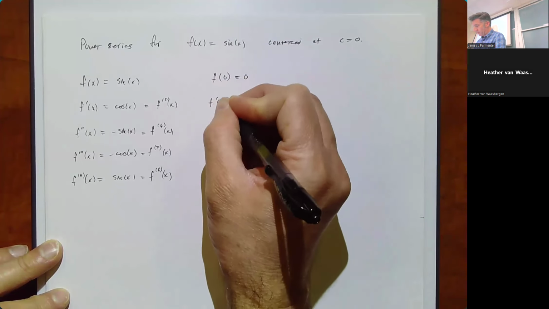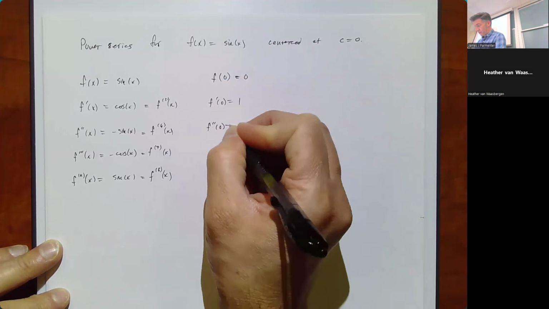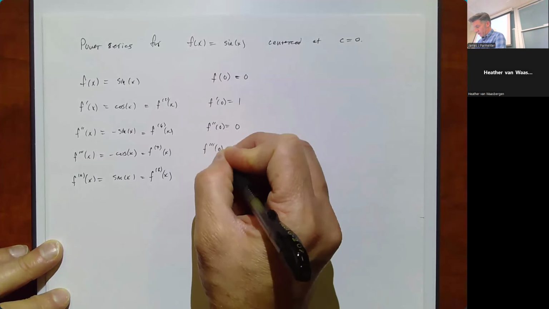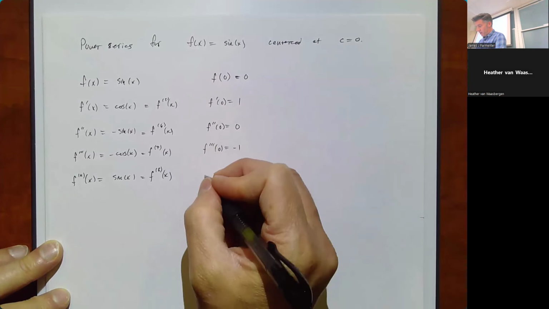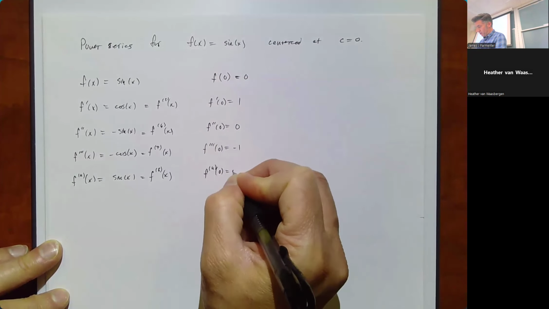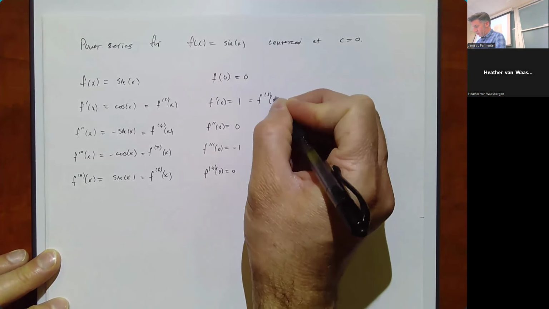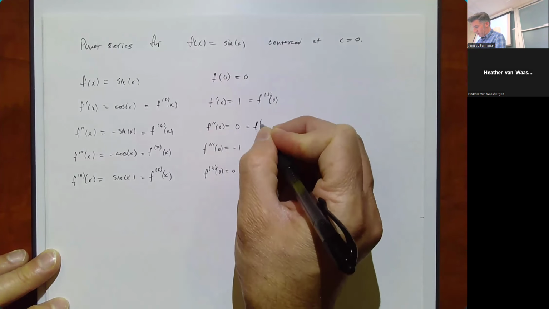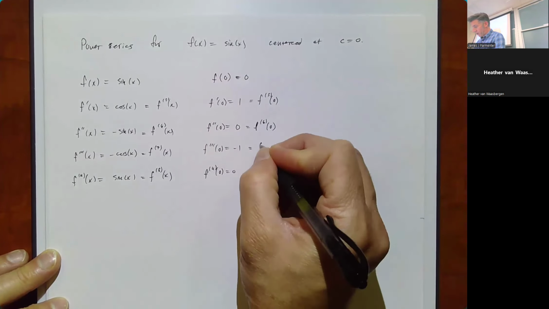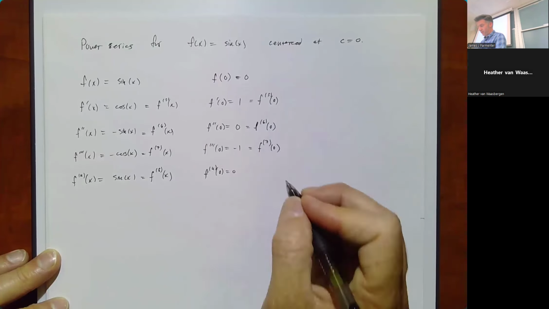F prime of 0 is equal to cosine of 0, which is 1. F double prime of 0 is equal to negative sine of 0, which is also 0. F triple prime of 0 is equal to negative cosine of 0, which is negative 1. And then the pattern just starts repeating. The fourth derivative at 0 is 0. The fifth derivative is 1. The sixth derivative is 0. So it looks like every even derivative is going to be 0, and every odd derivative is going to oscillate back and forth between positive 1 and negative 1.